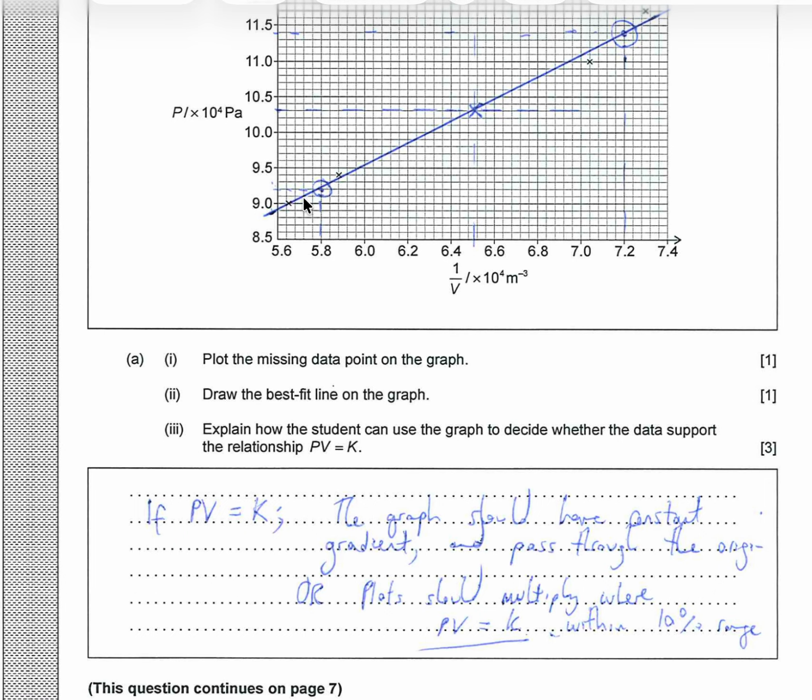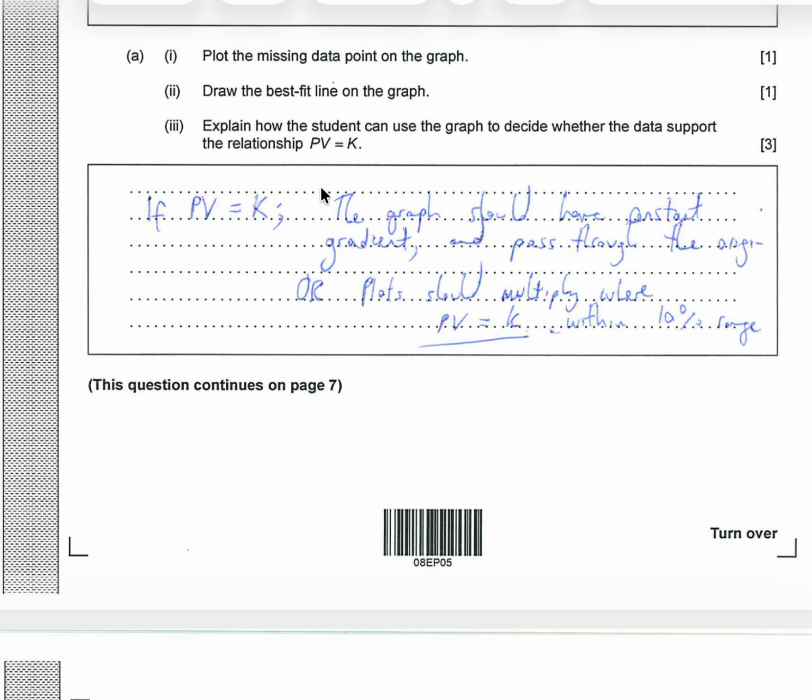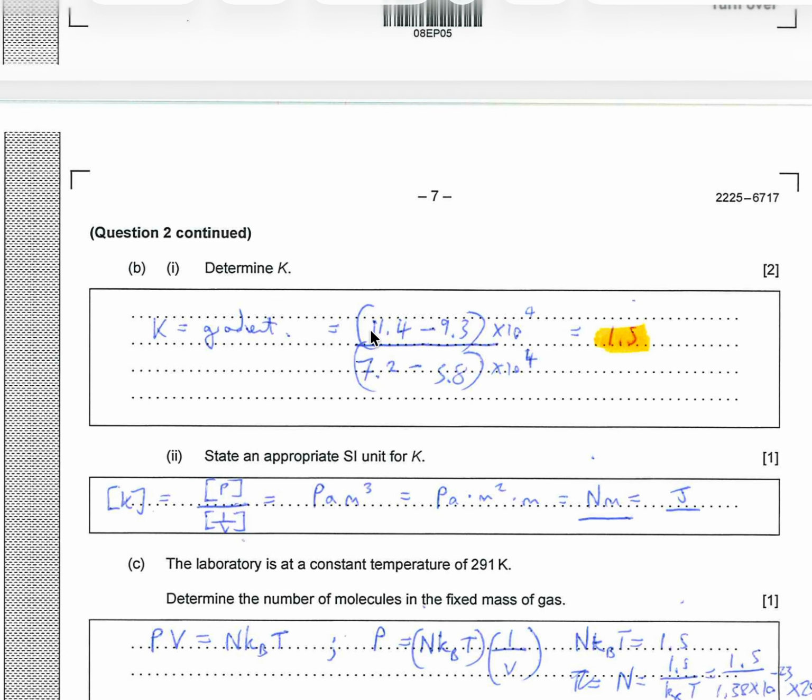Sorry, we've got 9.3. Oops, I made a mistake there. Should be a 9.2. That's why my result was a bit out. Okay, you're going to take your data and you're going to calculate.